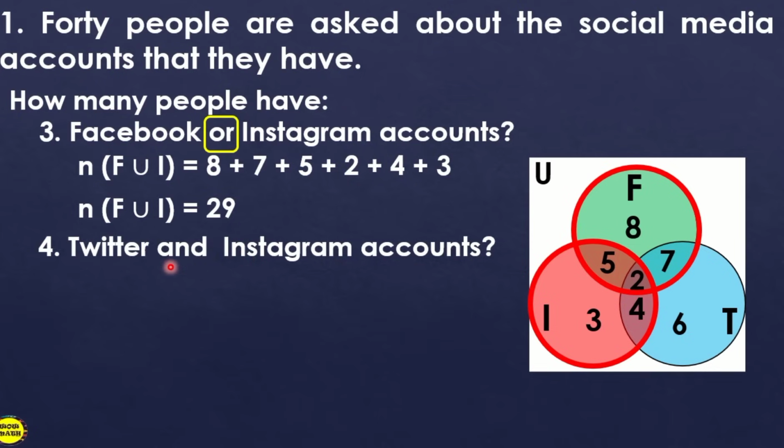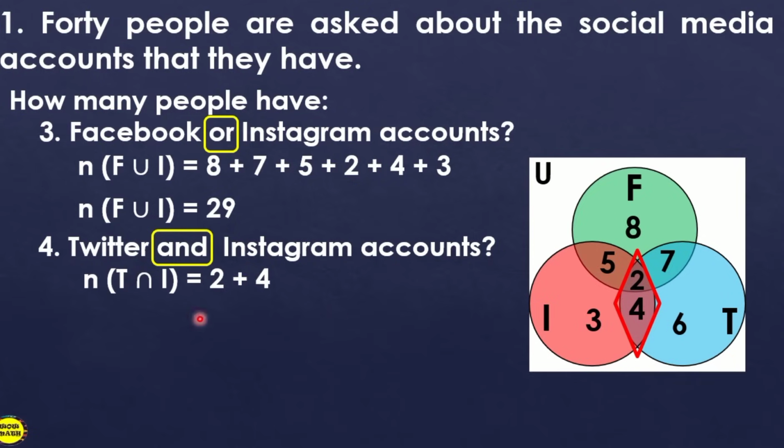Next, we have the Twitter and Instagram accounts. Since we have here the word "and," this means that we will be getting the intersection of Twitter and Instagram. Gitna po. We will find the cardinality of the intersection of Twitter and Instagram. That is 2 plus 4, we have 6.